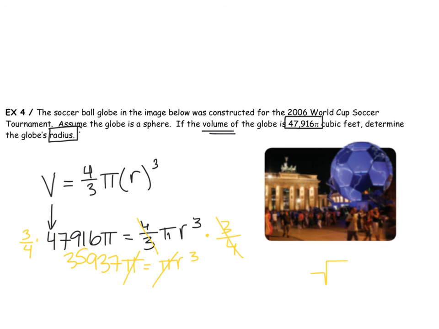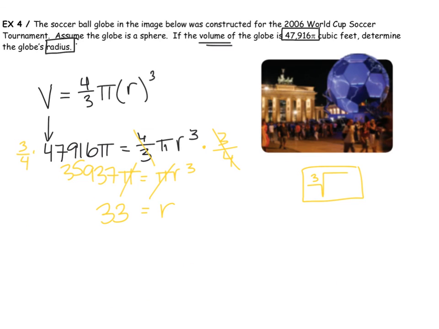The cube root button on your calculator looks like this. It is on the phone calculator. It is also on the TI calculator under the math key, which is on the left near the x squared key. When you take the cube root of 35,937, you get a radius of 33, because 33 multiplied by itself 3 times would give you 35,937. Also, don't forget that your unit here is going to depend on the unit that you started with. If you started with cubic feet, then your radius is 33 feet.